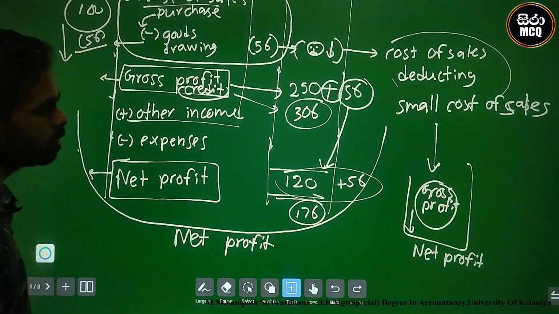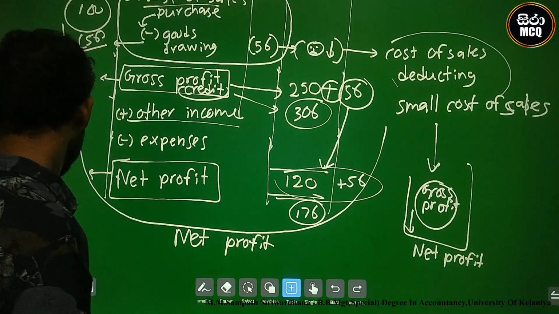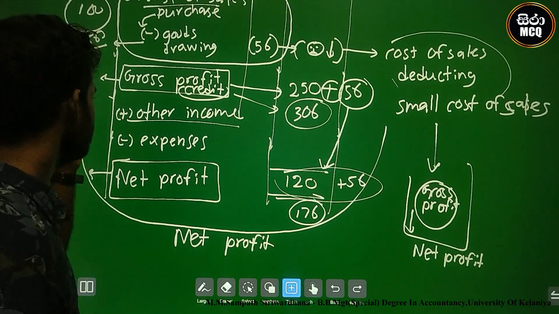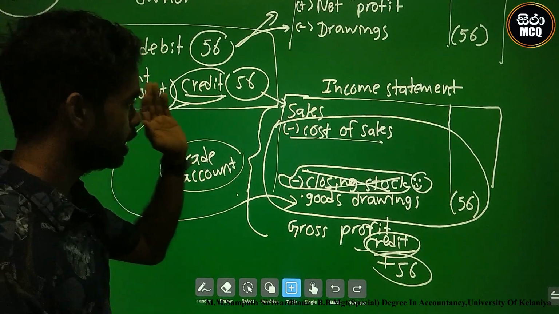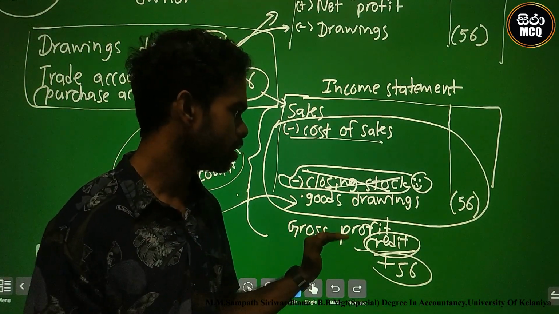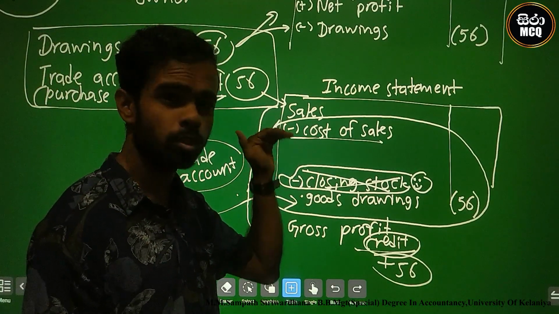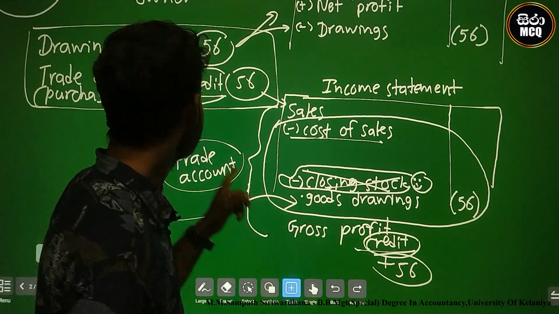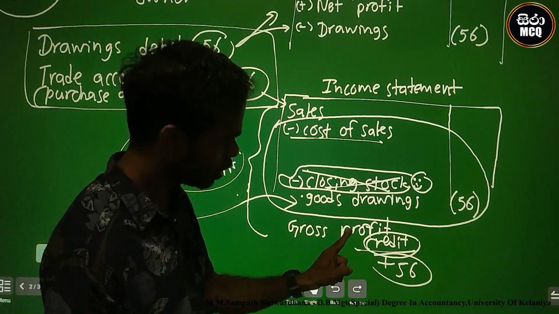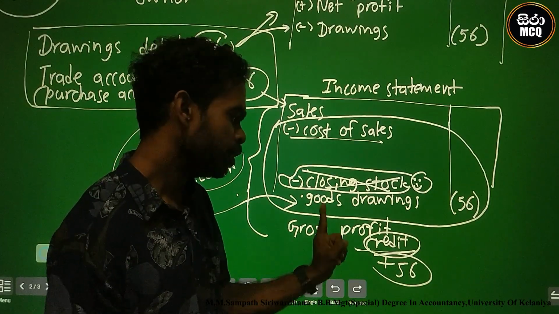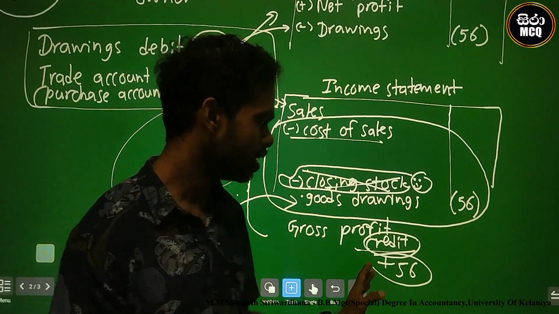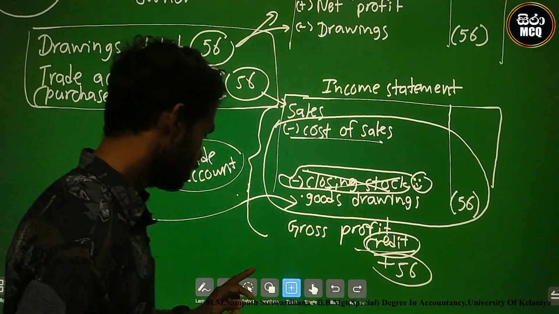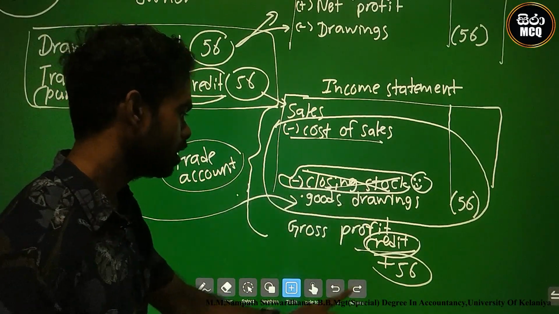What does the double entry say? Double entry says trade account credit. Trade account means sales, cost of sales and gross profit. The gross profit is credit there. At this time, the credit side is an addition to gross profit. This is the answer. This is the discussion of question number 9.